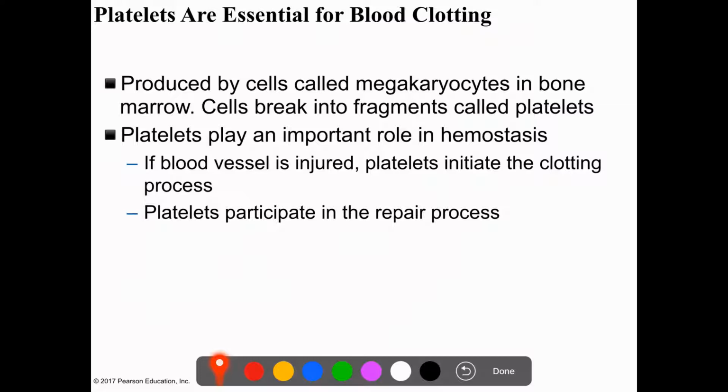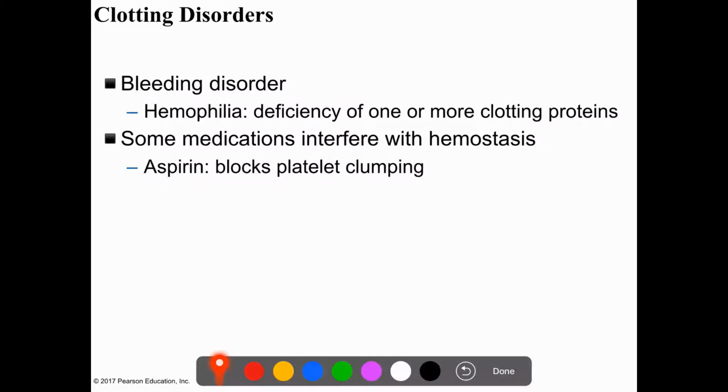The other group of formed elements is called platelets. These are not cells. These are fragments of cells produced by cells called megakaryocytes in bone marrow. These cells break into fragments, and these fragments are the platelets. They are essential for blood clotting. If a blood vessel is injured, platelets will initiate the clotting process. Also, they participate in the repair process. So these are the platelets.